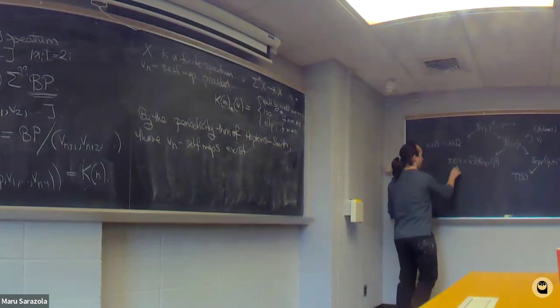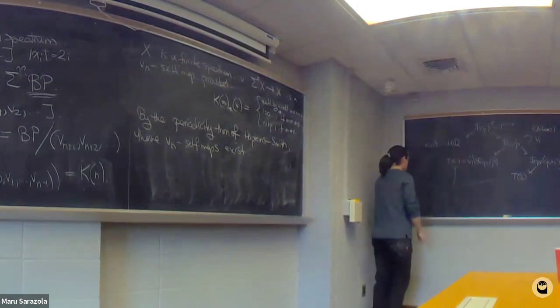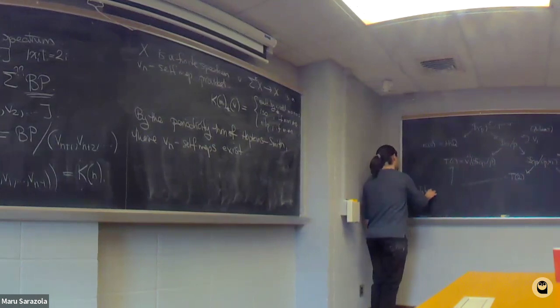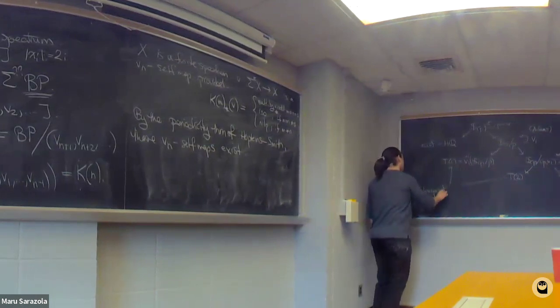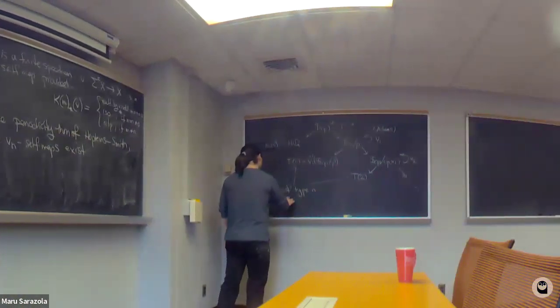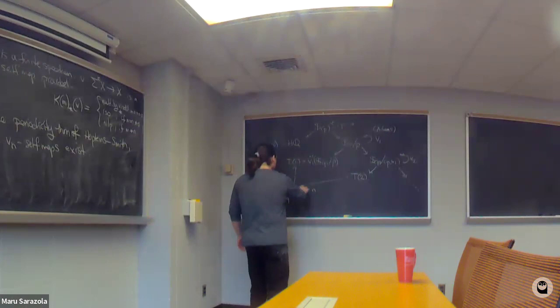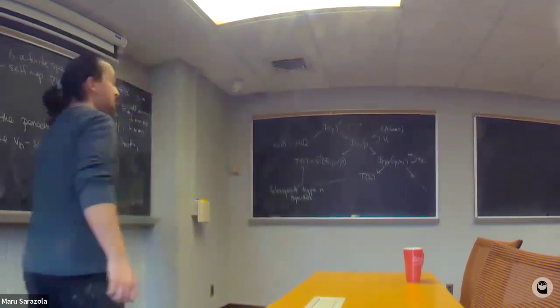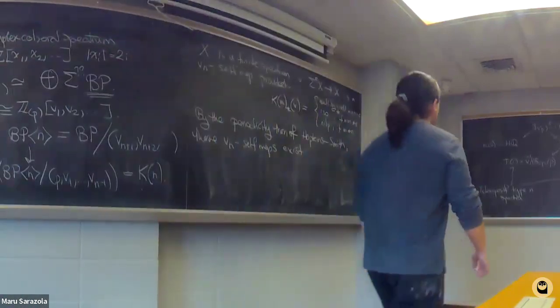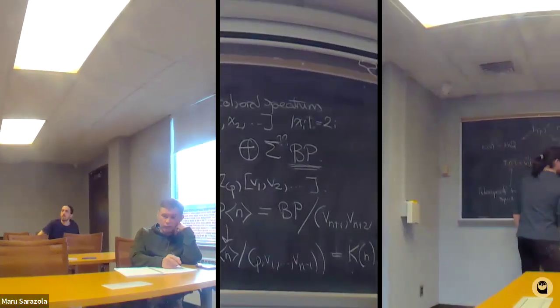But this and this, these are called telescopes of what are called type n spectra. And you can think about type n as just admitting one of these Vn self maps. And so what do we have here? We have a collection of homology theories.